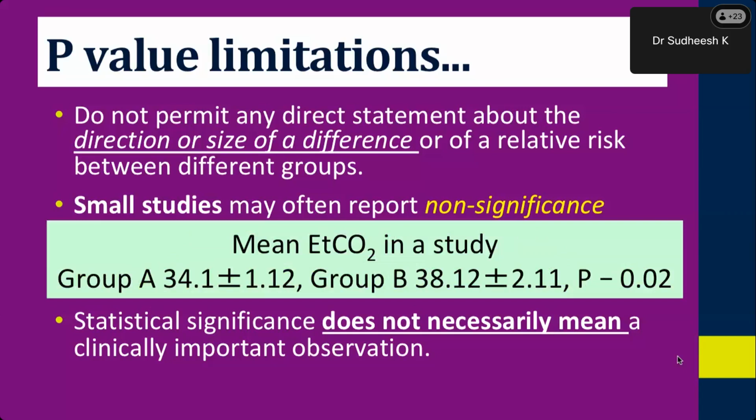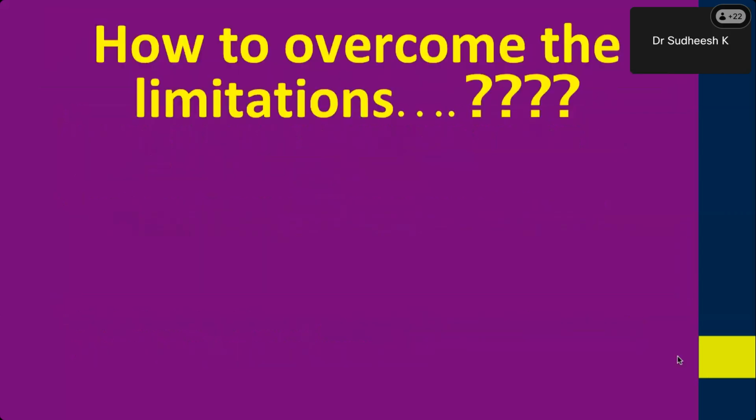Take this example: the mean EtCO2 in a study was 34 plus or minus 1.12 in group A, whereas in group B it was 38.12 plus or minus 2.11. The p-value is less than 0.05, so it shows it is statistically significant. But do you think a value of 34 and 38 is significant? A difference of 4 mmHg in EtCO2, is it significant? No, isn't it? As long as they are lying within the normal range, it's not going to be clinically significant. That's what I mean to say.